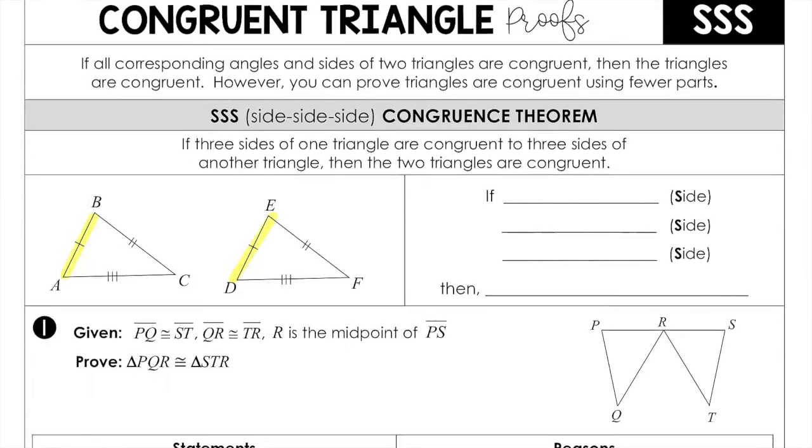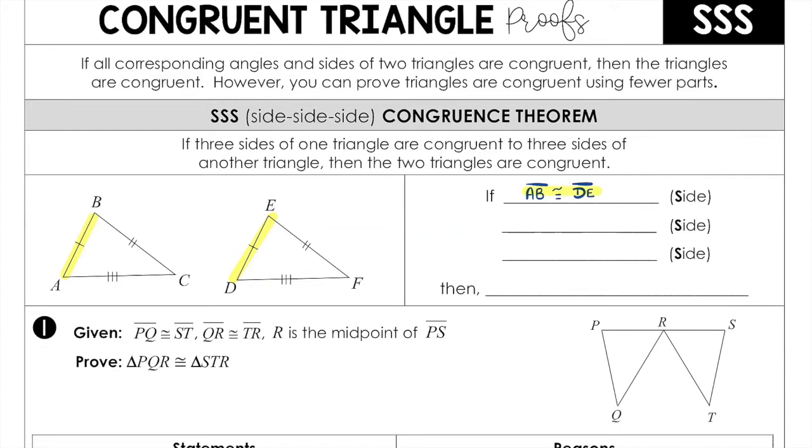So we can say AB is congruent to DE. Yeah, thank you. That's our first side relationship.